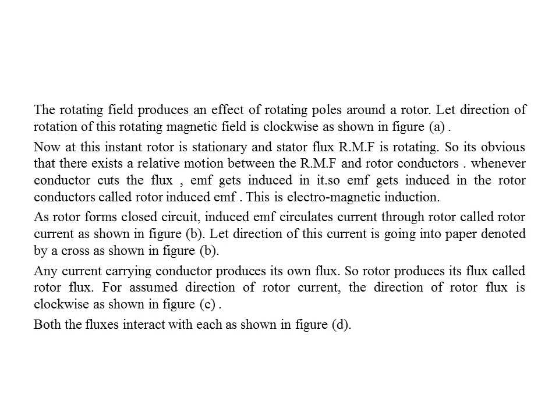Whenever a conductor cuts the flux, EMF gets induced in it. So EMF gets induced in the rotor conductor, called rotor induced EMF. This is due to electromagnetic induction. The rotor forms a closed circuit because all rotor bars are connected at the end. So the induced EMF circulates current through the rotor, called rotor current.